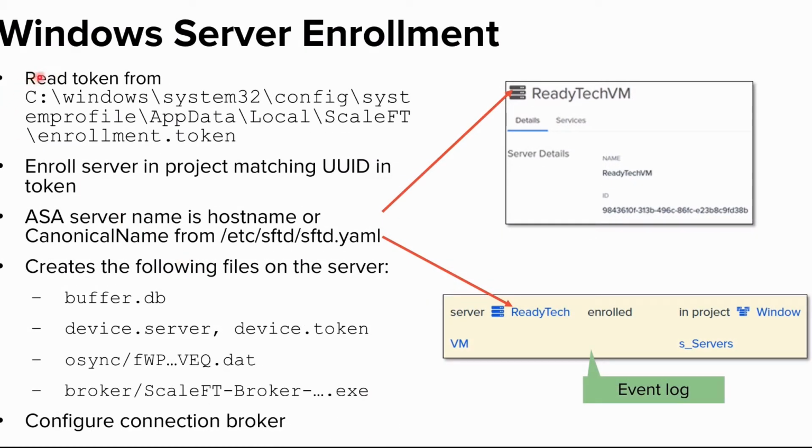The agent's going to enroll the Windows server by reading the enrollment token located in that ScaleFT folder. Again, looking at the project UID, looking for that canonical name in the YAML file, along with any other settings that you've configured. It'll place some state files into your ScaleFT directory and configure the connection broker.